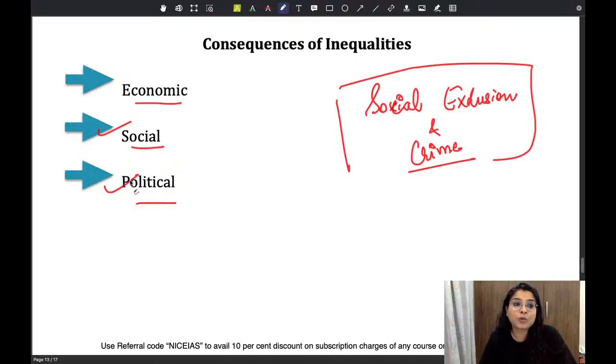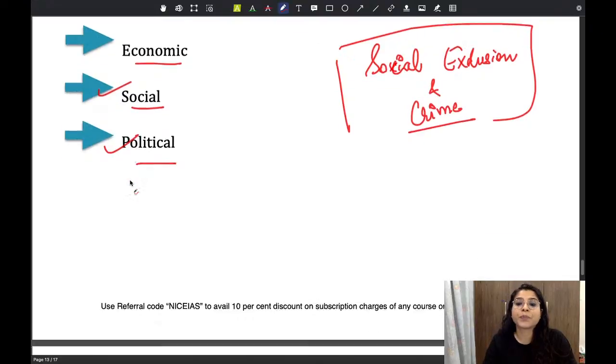We see that at the time of elections, most of the time, a divide and rule policy is going on. Certain party is wooing certain sections of the society, another party is wooing the other sections of the society. So this leads to political divergences also.